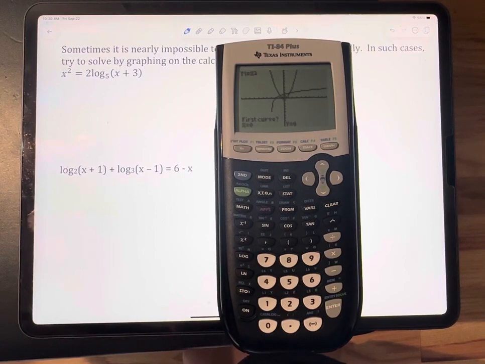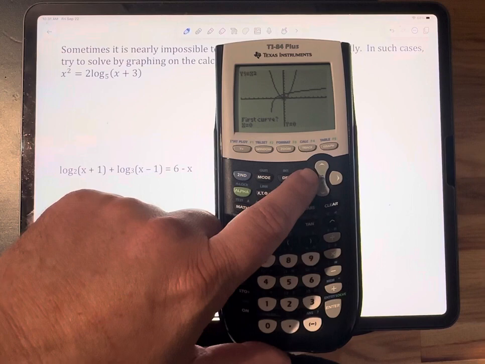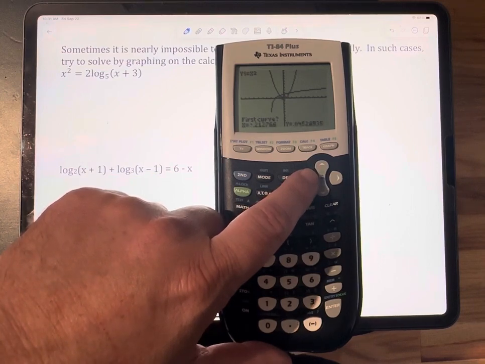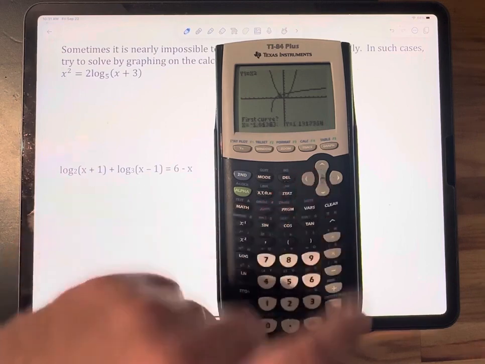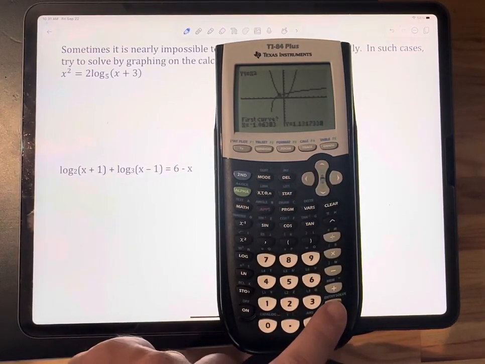Now here, you'll notice we're able to see from our graph there's actually 2 solutions to this system. There are 2 places where the graphs cross each other. So a good thing to do before pressing enter 3 times, press the left or right arrow key to move the cursor close to one of those points you're trying to find. Then press enter 3 times.